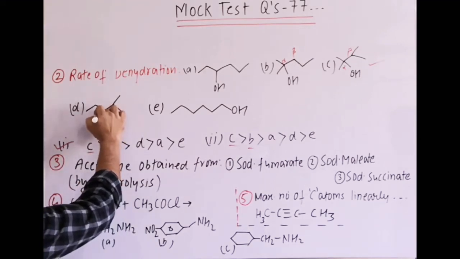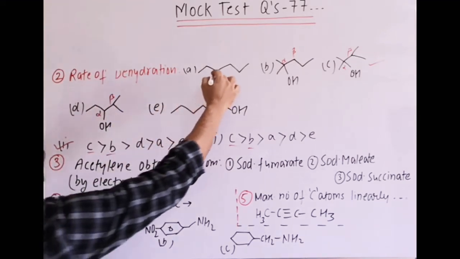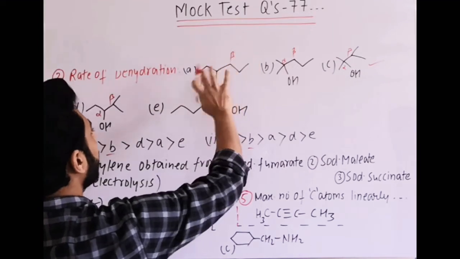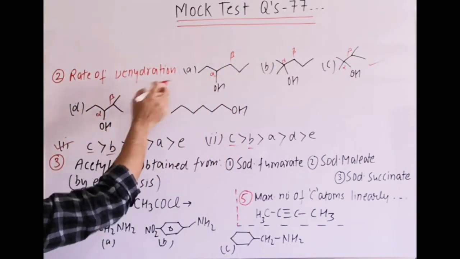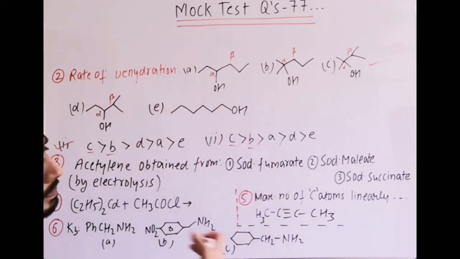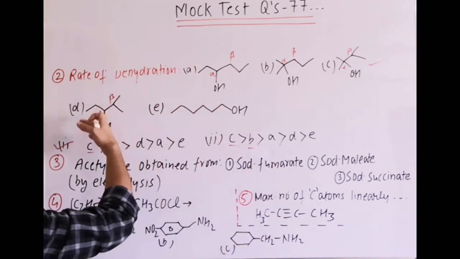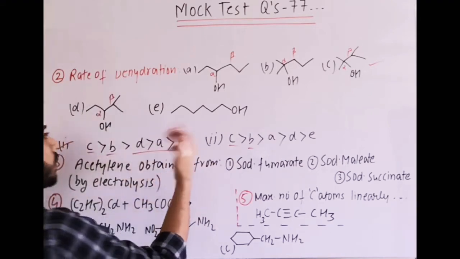Fourth one, D, alpha and beta carbon. Here it is alpha and beta carbon. From the alpha carbon finally water is released as the leaving group, with beta carbon branching here. So which will be faster in the formation of carbocation? It should be D. That is why it is correct.